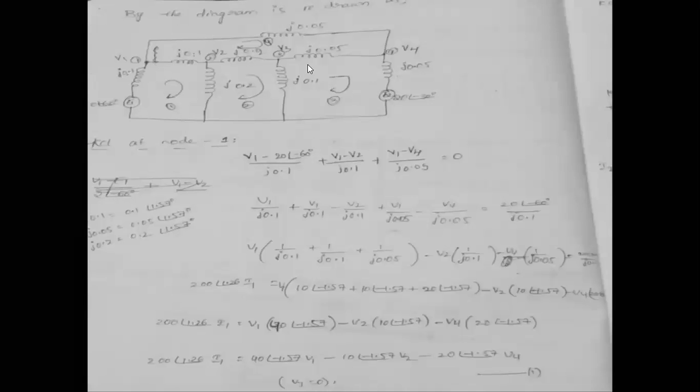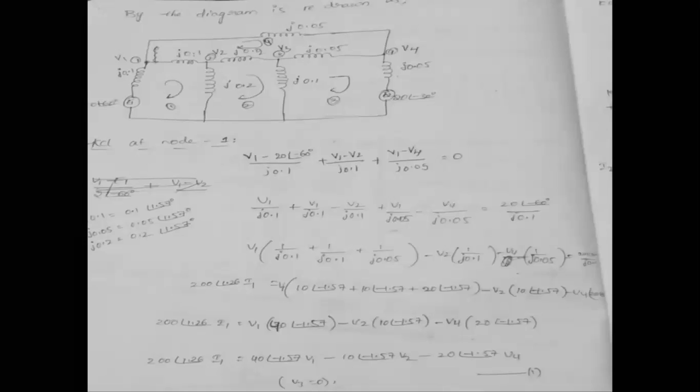The diagram is redrawn in this model. Then mention the nodes: this is node 1, node 2, node 3, node 4. We are having 4 nodes. First apply KCL at node 1.